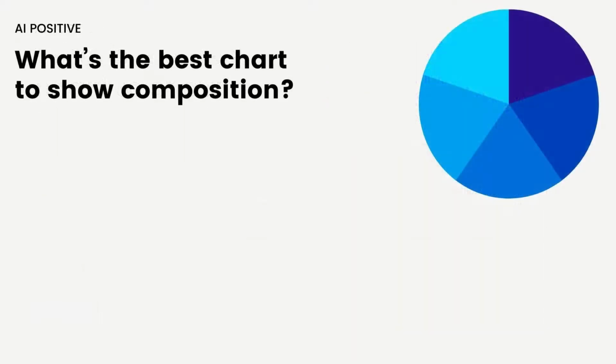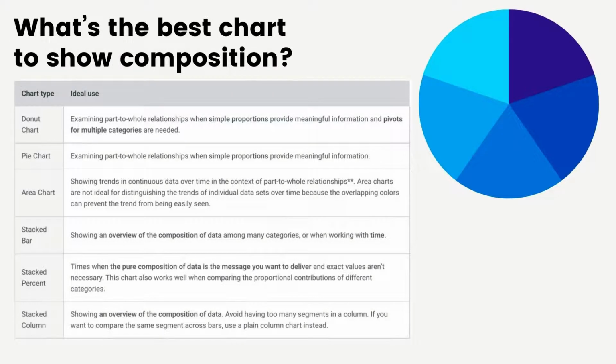What's the best chart to show composition? Composition questions ask what general features are present in the data set. Donut and pie charts are great choices to show composition when simple proportions are useful. Area charts put the composition of data within the context of trends over time. Stacked bar, percent, and column charts show an overview of the data's composition.